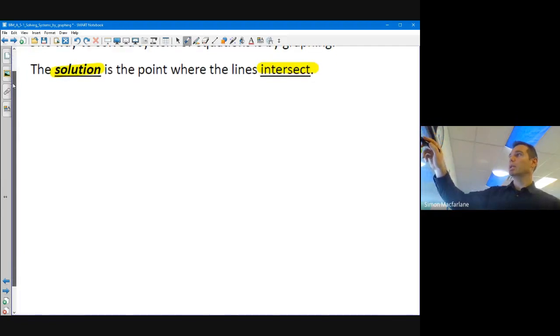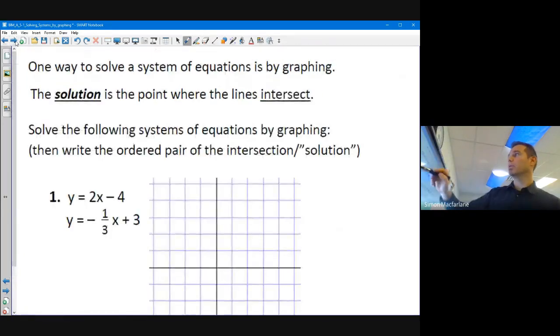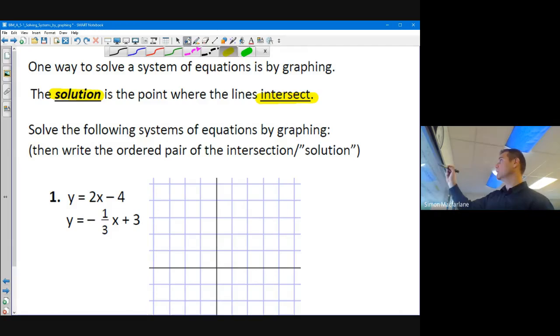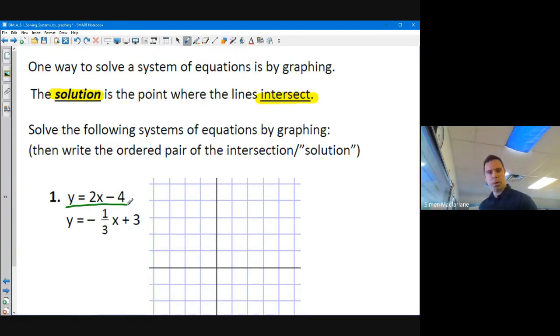Okay, let's look at an example of this. The solution is the point where the lines intersect. So if we graph these lines, here we have an example. We're going to graph both of these lines. Let's start with the first one. I'm going to use green for that one.